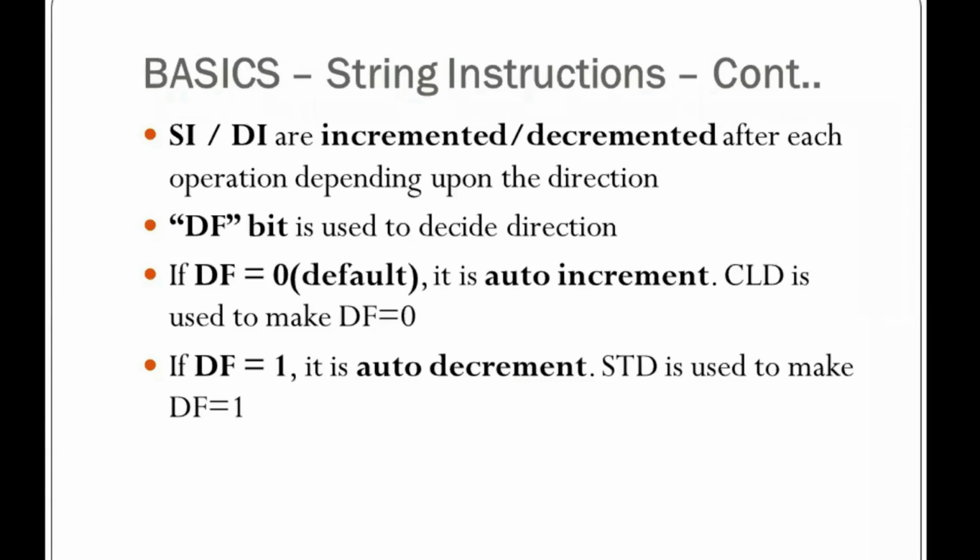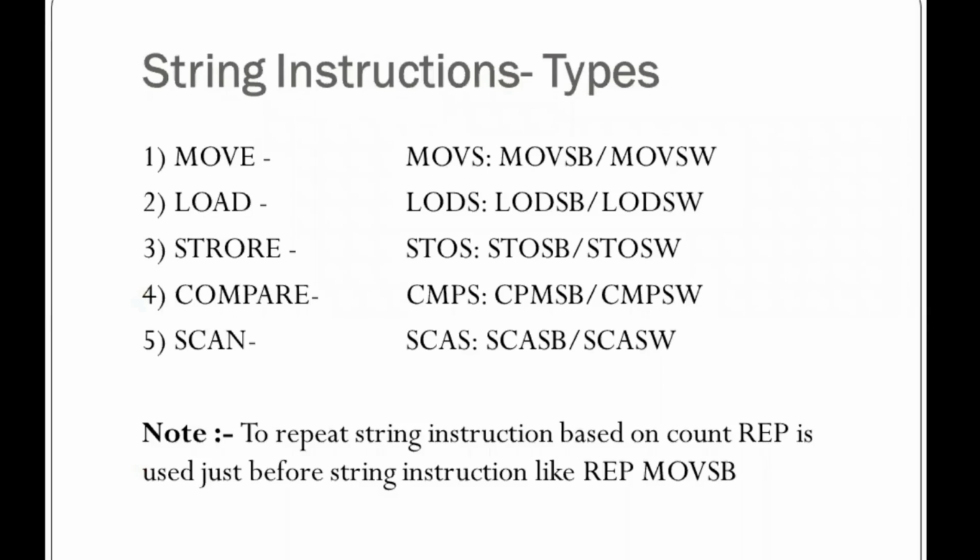The point that I wanted to convey is very simple. DF equals 0 is forward direction, DF equals 1 is reverse direction. That's all. Now we are getting slowly into the string instructions.